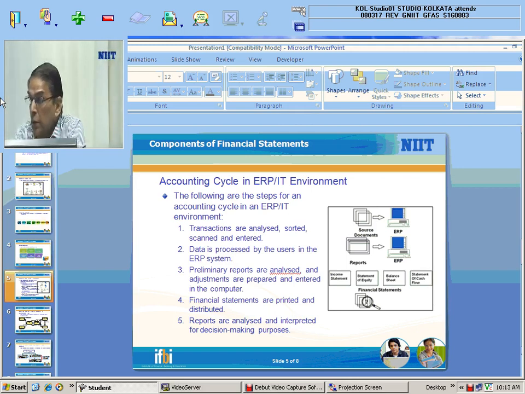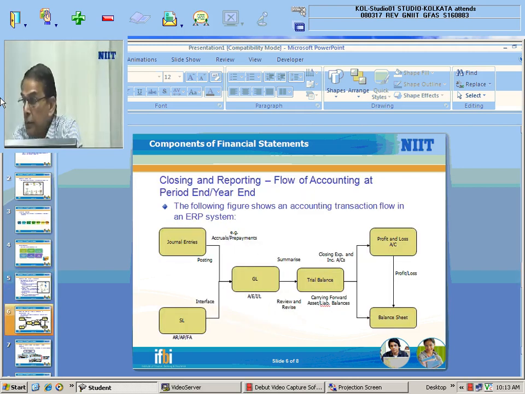So if you look at the accounting transaction flow in the ERP system, various journal entries are done, posting of journal entries is done, then these postings have an interface with various subsidiary ledgers: accounts receivable ledger, accounts payable ledger, fixed assets ledger. Then posting is made in the general ledger, where assets, expenses, income and liabilities are recorded.